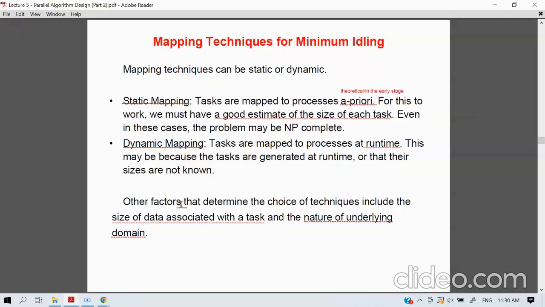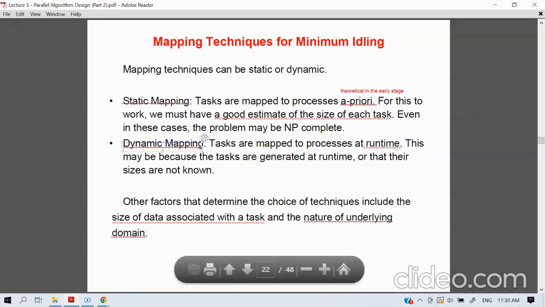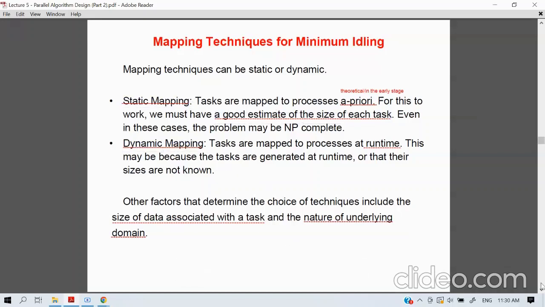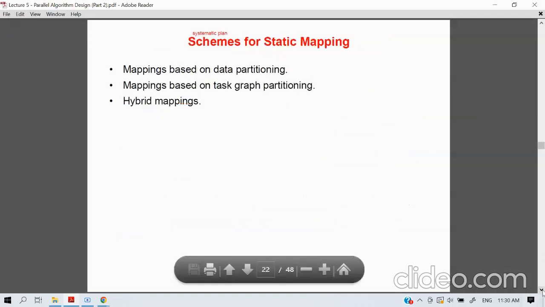Other factors that determine the choice of technique: sometimes we look at the number of tasks. Sometimes we also look at the size of the data that we want to process, the size of data associated with a task. Sometimes you also look at the nature of the underlying domain, what kind of problem we want to solve. Sometimes the problem is really complicated and uses lots of data from many locations. So we need to choose either static mapping or dynamic mapping. Okay, let's go to the next slide.